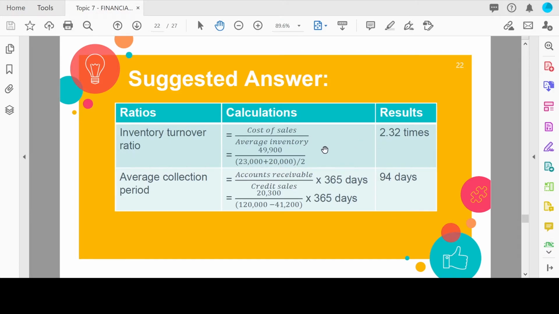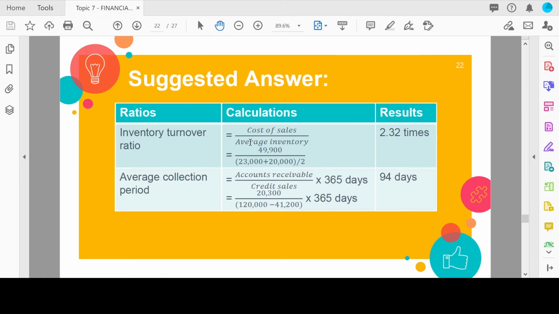Alright, there is a situation where you might not have opening inventory. If you don't have the opening inventory, you don't use the average inventory, but you replace that with the closing inventory only. You don't have to divide by 2, because if we use the closing inventory, we are not using the average inventory. Alright, and the next one is the average collection period.